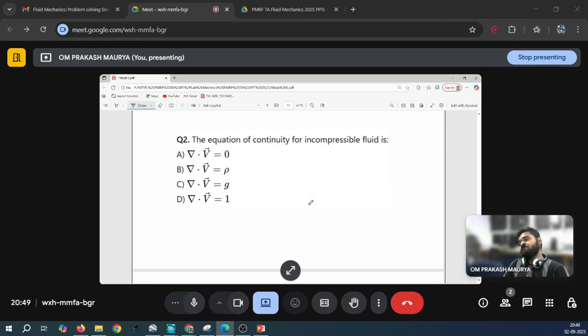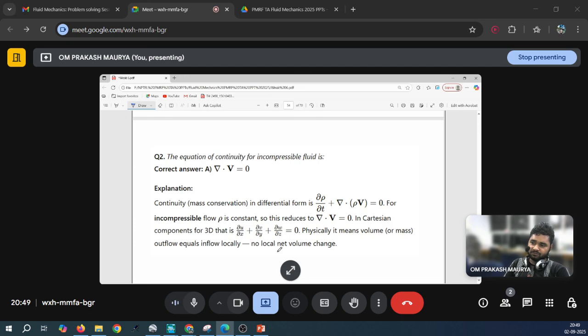Now the equation of continuity for incompressible fluid means rho is constant. So obviously this option will be correct, because this is not. So the expression is here given. You can go one by one. The continuity, that is mass conservation, the differential equation is this. Differential form is this.